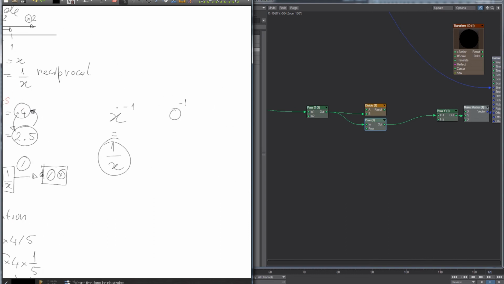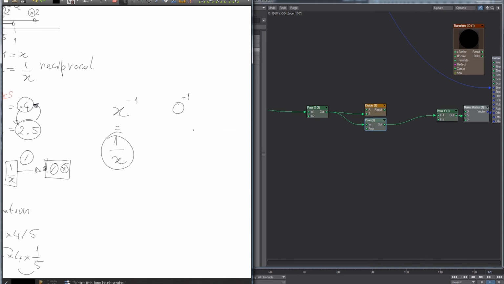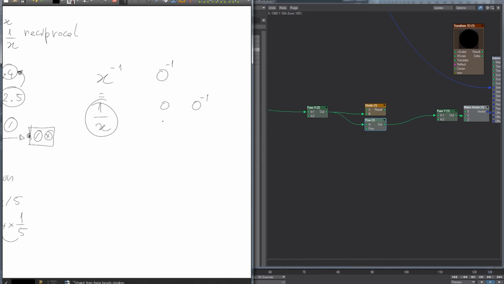For operations, it means the inverse action. So if I have an operation and its inverse, if I add something, the inverse will be to subtract something. If I divide by something, the inverse action will be to multiply by that something. Or if I have something to the power of 2, the inverse action will be to take the square root of that. So in this case, it means inverse operation, inverse action.